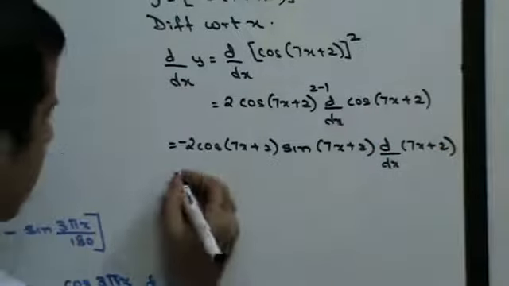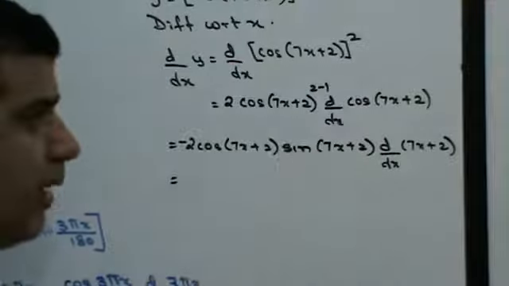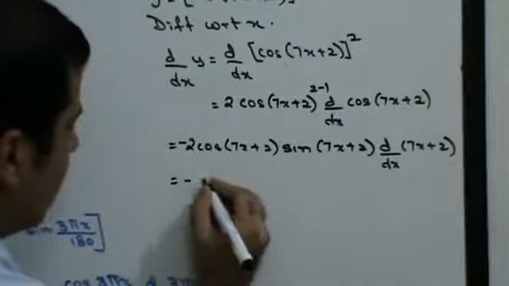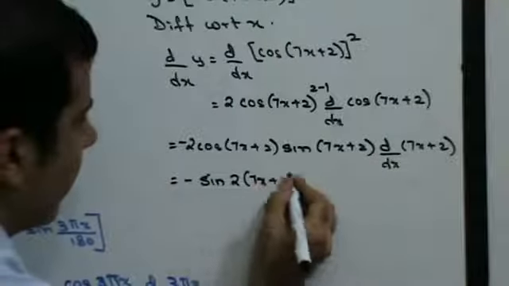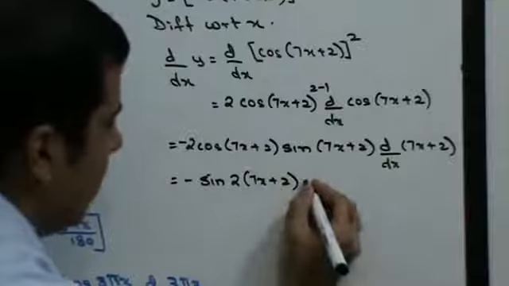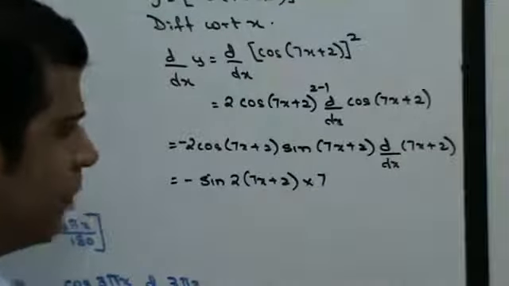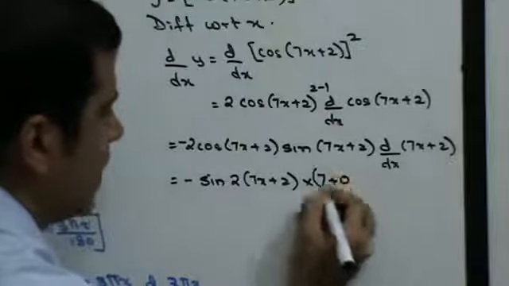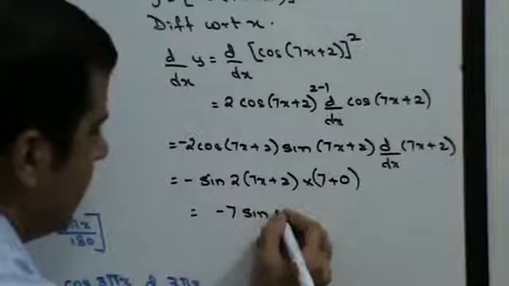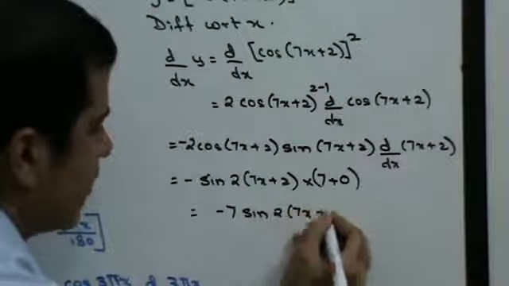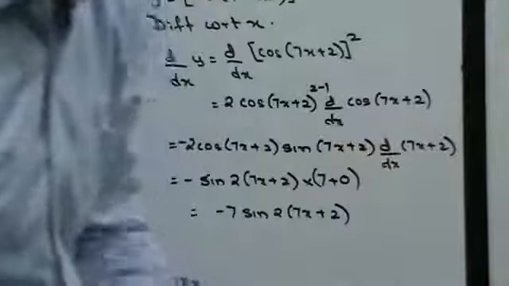Right? Simplify this. Now 2 sin theta cos theta by using multiple angle is nothing but sin 2 theta. Similarly here dy dx of 7x is going to be 7, constant is 0. So your answer is going to be minus sin twice 7x plus 2. Fine. Let's move on to the next sum, people.